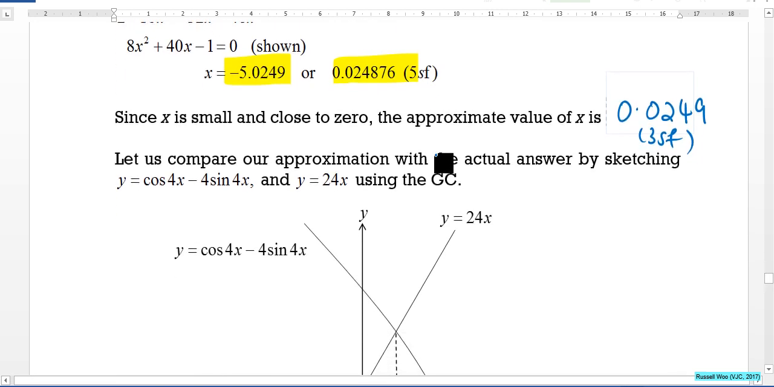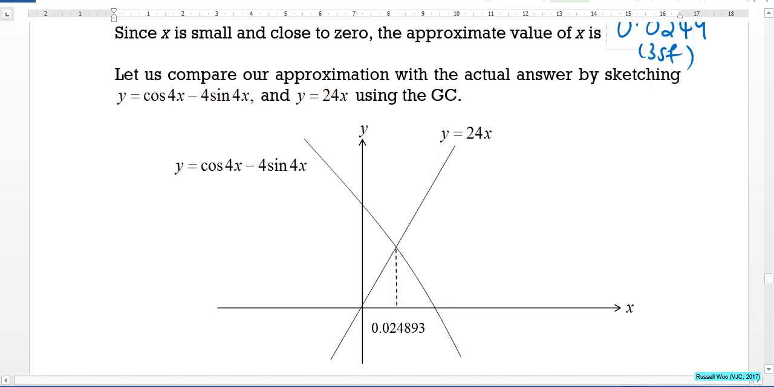This next part is essentially just saying that if I use the GC to exactly sketch this graph and this graph, that means solve cosine 4x minus 4 sine 4x, the GC will tell you this answer. My approximation will give you the answer. Actually, it's very, very close. That's all I want to say.